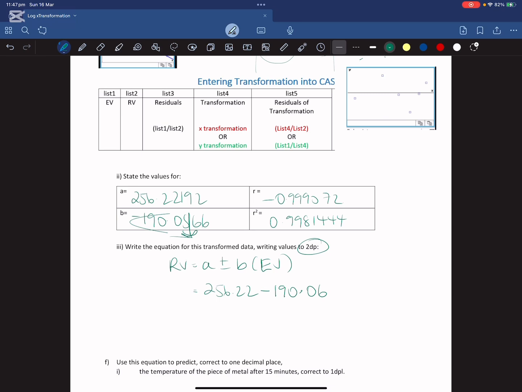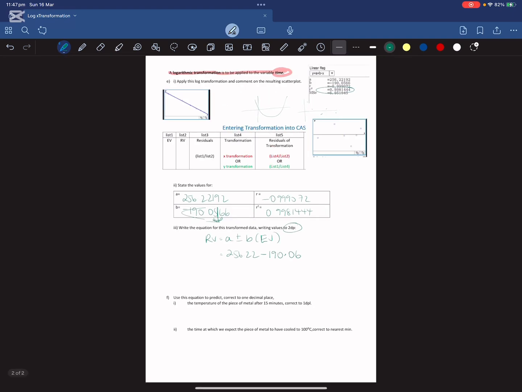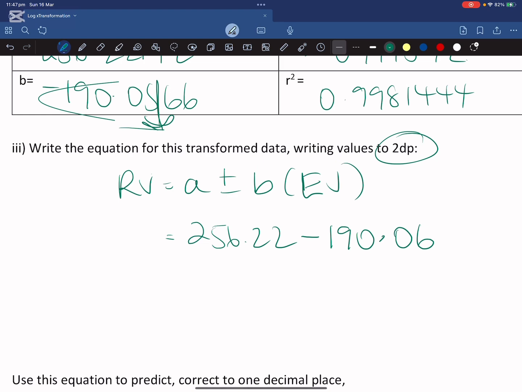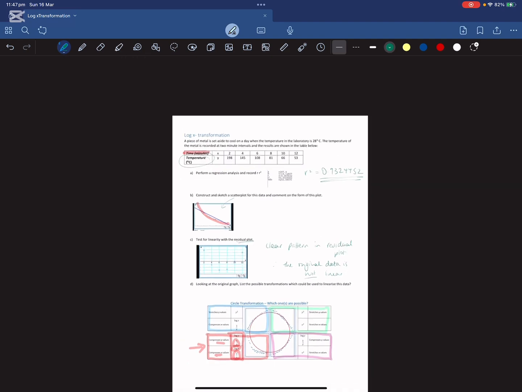Now for RV, that was temperature, and I didn't do anything to temperature, so that's going to stay the same. So you can just write temp. And for our EV, that was time.